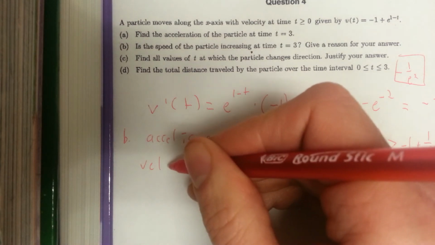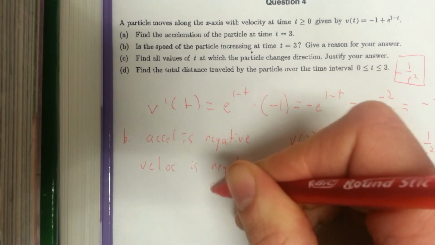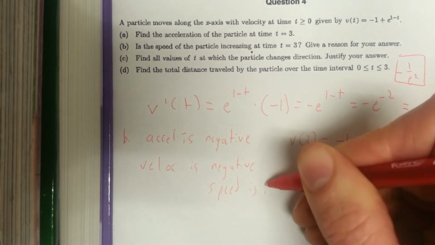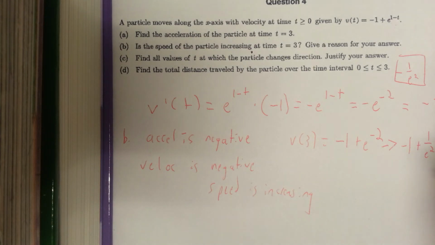So velocity is negative, and you're going to say speed is increasing because acceleration and velocity have the exact same sign. And you're going to be done with that.